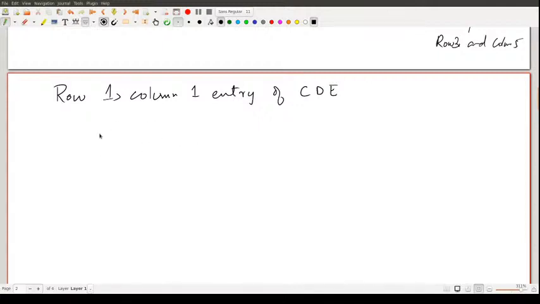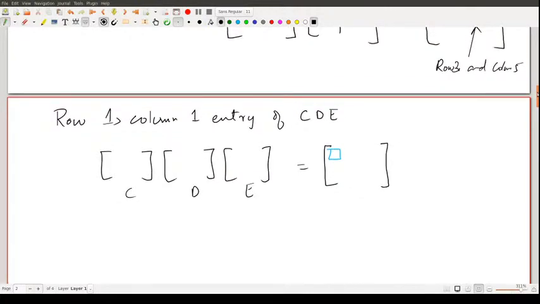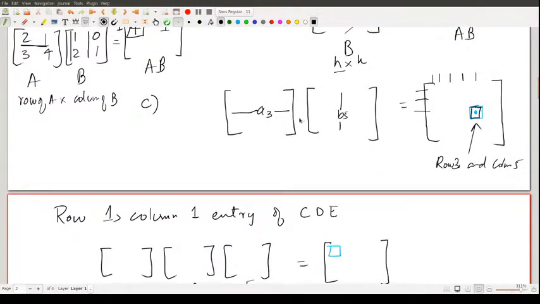Now we have three matrices being multiplied. I don't know of which size. CDE gives me some resultant matrix, and I'm interested in finding out how I got this entry. Okay, and a neat way of doing that is first to restrict this. Let's say this was CDE. We already know how to find one entry when we're multiplying two matrices together, right?